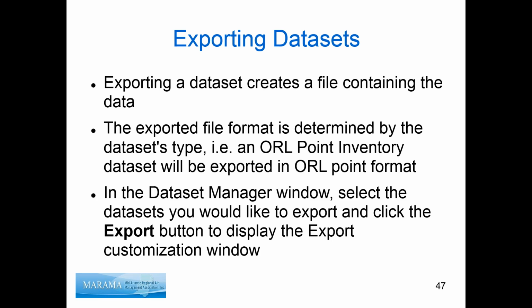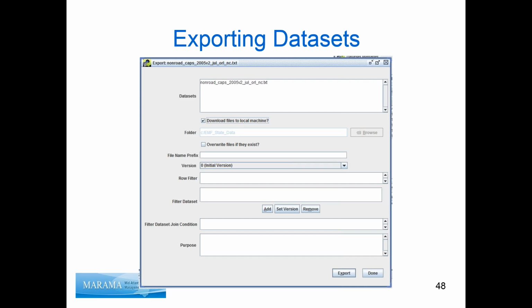And so to get started on the export, you go to the Dataset Manager, select the data sets you want to export, and then you click the Export button. And on the next slide, I have a screenshot of the export options.